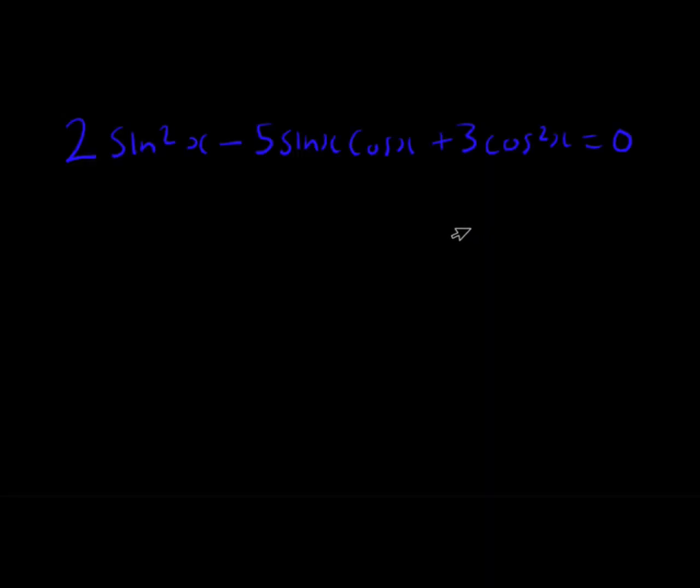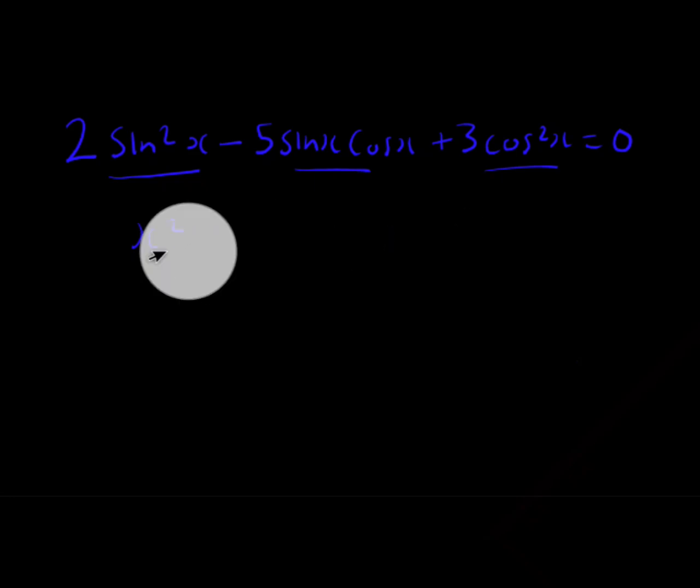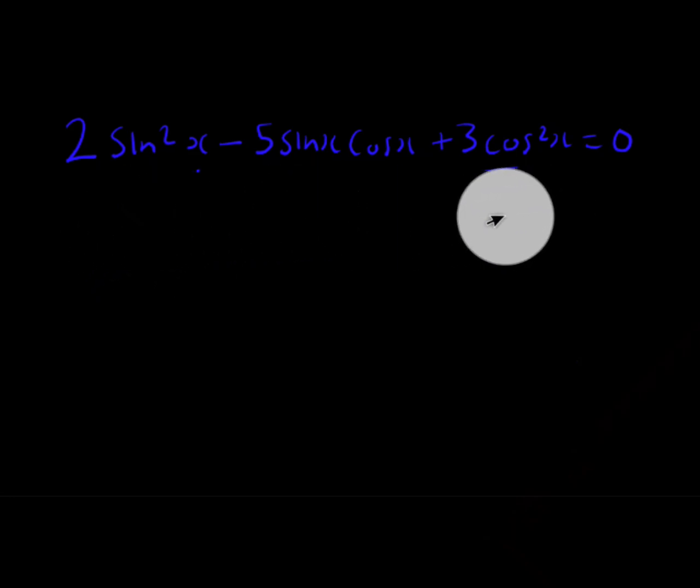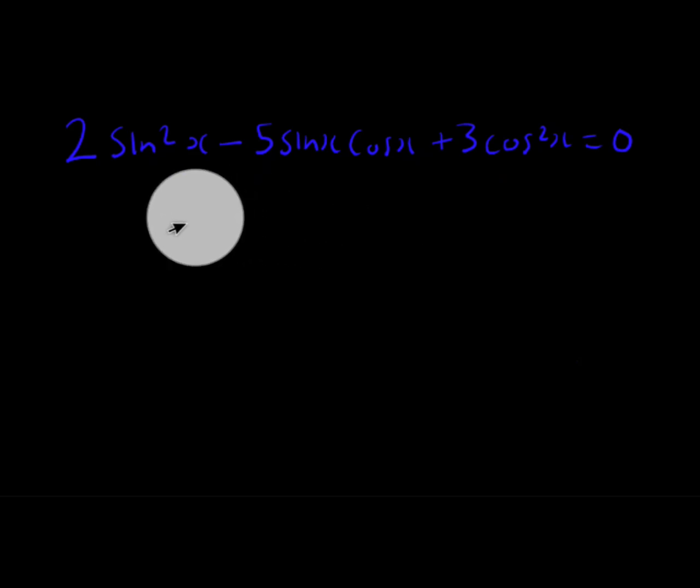Let's talk about the other method. Notice that we have sine squared, and then we've got sine cos, and then we've got cos squared. This is exactly the same as having x squared and then xy and then y squared. So the other method is important, because it appears in identities, right? So here you could divide by cos squared because it's general solutions.